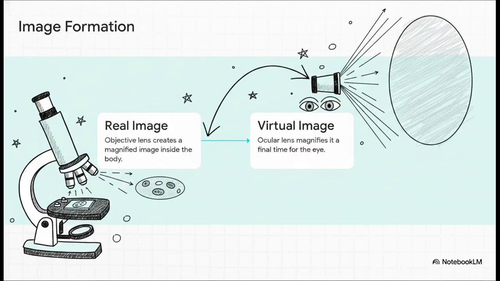So how do we actually get that magnified image right to your eye? It's really a two-phase process. Step 1 happens right down near the specimen. Light rays pass through your slide and hit the objective lens, which bends that light to form a magnified real image right inside the body of the microscope. Then, step 2 takes over. That real image gets projected up through the eyepiece, what we call the ocular lens, and it's magnified a second time to produce an expanded virtual image. That virtual image is what actually hits your eye.